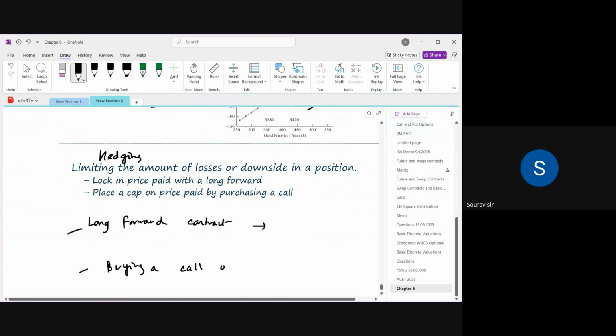And if you are buying a call option, that is also a hedge. How? With a strike price, they will never pay more than the strike price. If the market price is lower, then they buy at the cheaper market price. So it protects against a high price while still benefiting from a lower price. Like an airline worried about jet fuel cost: if it buys a long forward, it fixes the price of fuel. If it buys a call option, it caps the maximum price it will pay. Next, hedging by the buyer of an asset.